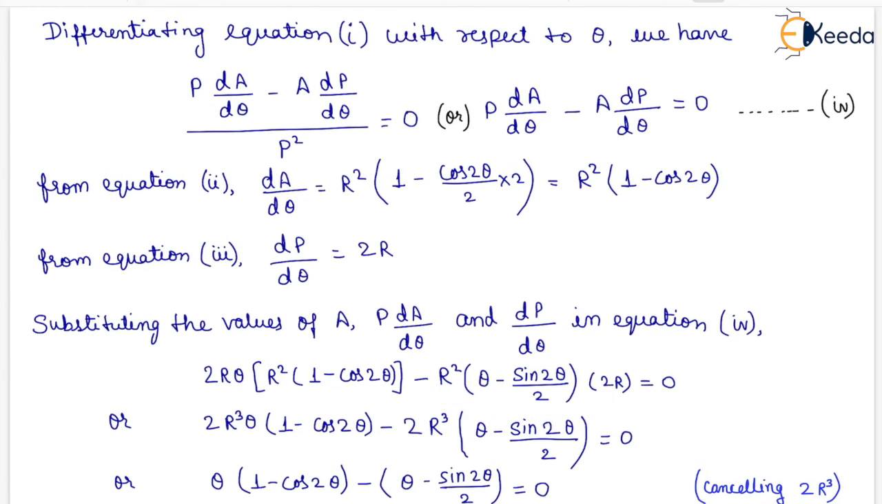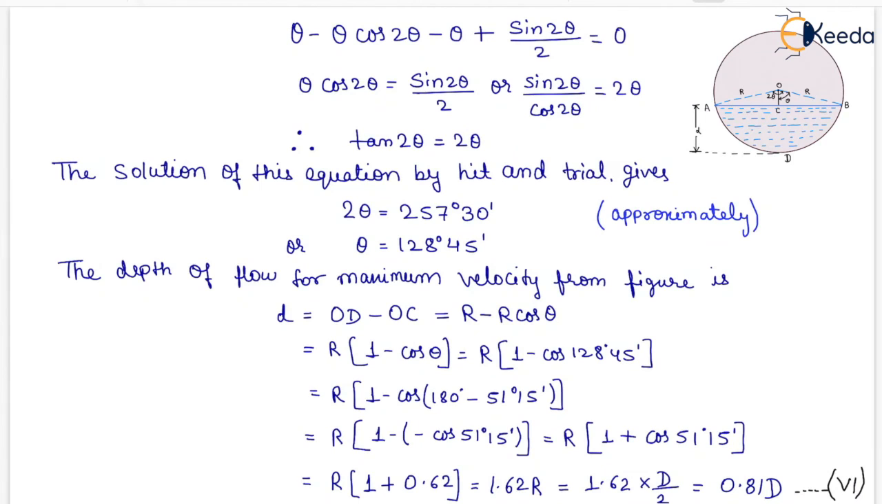On solving this, we will have theta into (1 minus cos 2 theta) minus (theta minus sin 2 theta by 2) will be equal to 0. Now on solving this, we will have tan 2 theta will be equal to 2 theta. The solution of this equation by hit and trial gives 2 theta equal to 257 degree 30 minutes. Therefore, theta will be equal to 128 degree 45 minutes approximately.